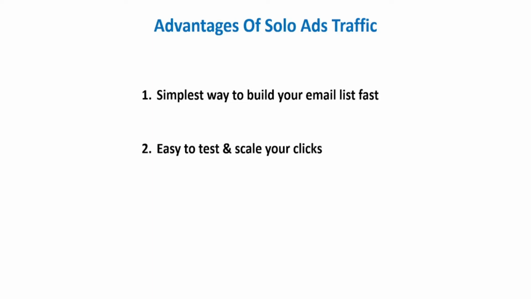The second one is it is very easy to test and scale your clicks. All you got to do is go and buy 300 clicks or 500 clicks from a solo ad vendor. And then from there, you have to check the responsiveness of your email list. So if you get decent sales and you're getting your return on investment after you track your backend metrics, then you can definitely go and order more clicks from the same vendor.